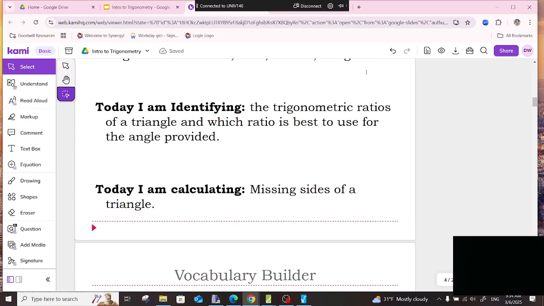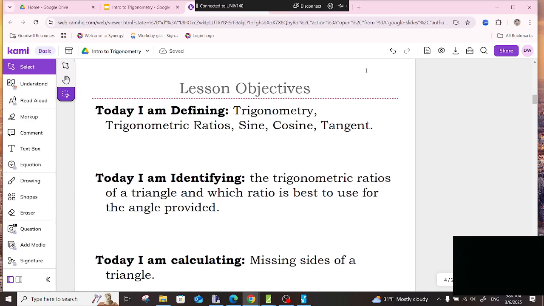Those are our goals. So today we are going to make fractions because ratios are fractions. We're going to use sine, cosine, and tangent to find missing side lengths and missing angles.